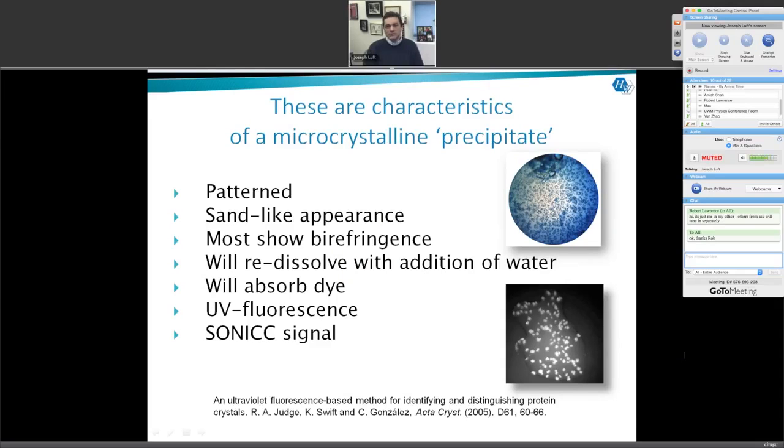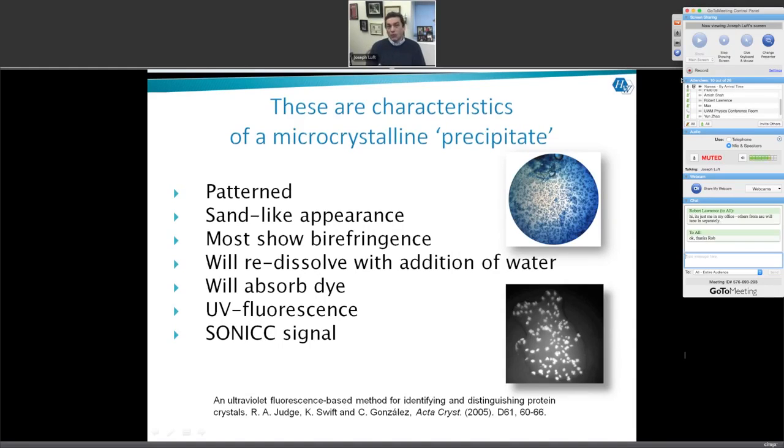Now, microcrystalline precipitates or nanocrystals produce a very different looking precipitate. It tends to be patterned, so it's not a uniform distribution of particles throughout. If you look at it under a microscope and you adjust the light source, you might be able to actually see reflections and get a sand-like appearance to the precipitate. Most microcrystals will show weak birefringence depending on the symmetry and orientation of the crystal. The crystals will rotate polarized light, which you can use to detect the crystallinity.